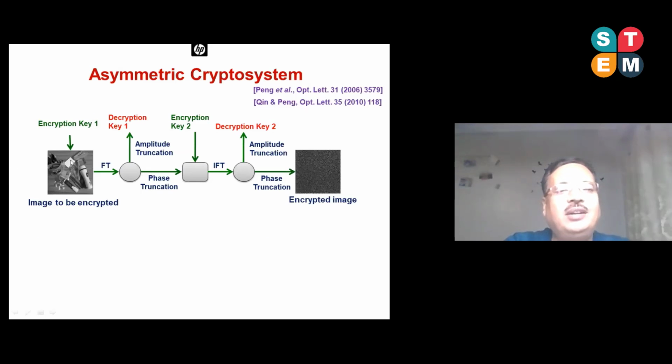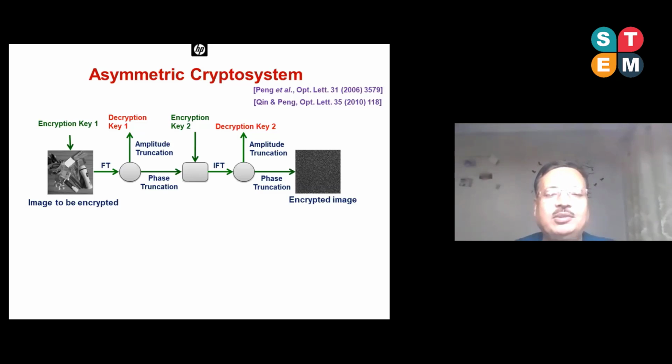Suppose we start with this kind of input image. We have one random phase mask, which I'm calling the encryption key 1. You multiply this input image with that encryption key 1 and calculate its Fourier transform. In the Fourier plane, which is basically a complex function, we segregate the real part and imaginary part, or I can say that amplitude and phase parts are separated. And we store the phase function and process the amplitude function.